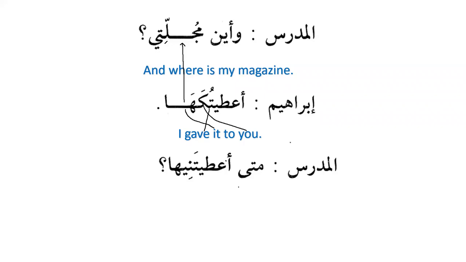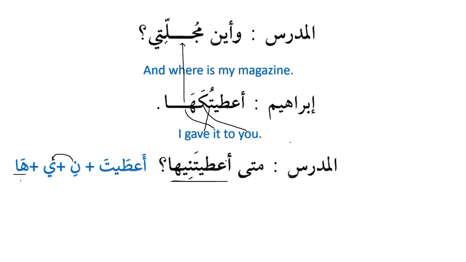المدرس متى أعطيتنيها? When did you give it to me? Now let's break it down into several parts. So first is أعطيت, as we can see. You gave. Now we have ni over here. What is this? What do we call it? Noon of protection, noon al-wiqaya. And why do we use it? We use it before the ya al-mutakallim, right? Yeah, so أعطيت ni, and then we have the object.